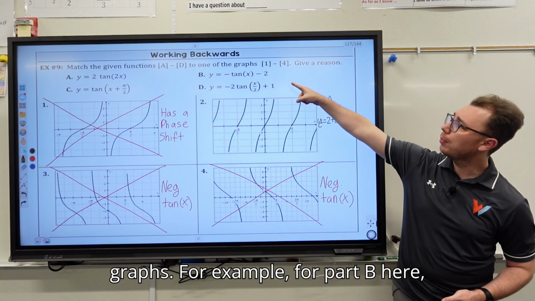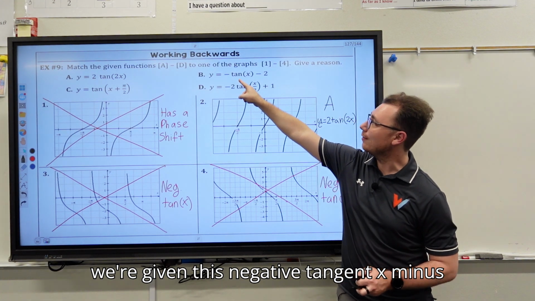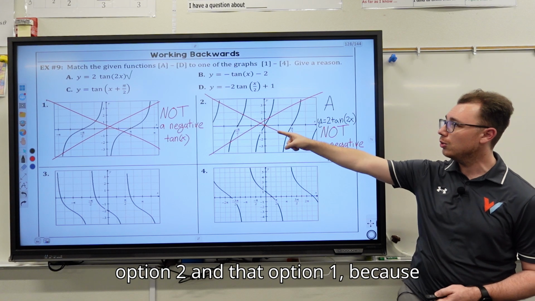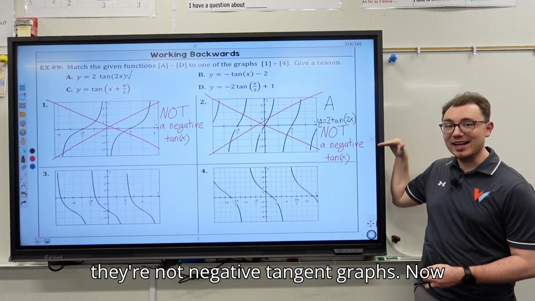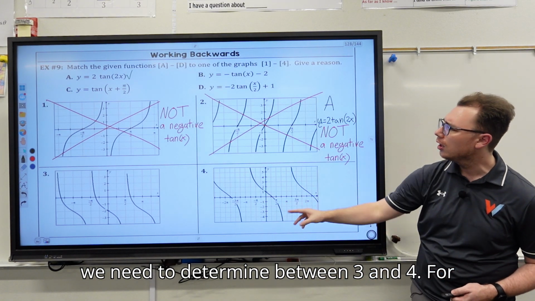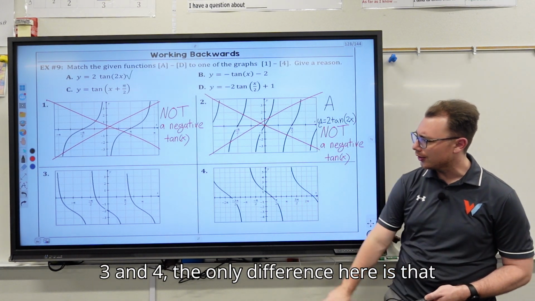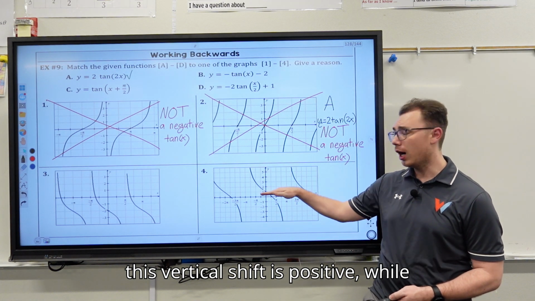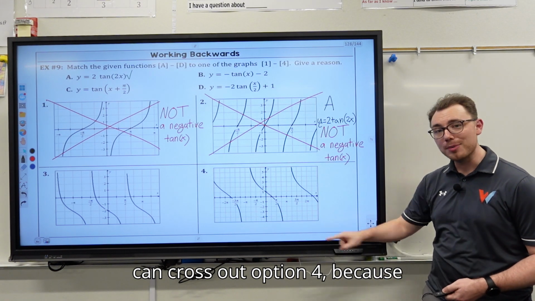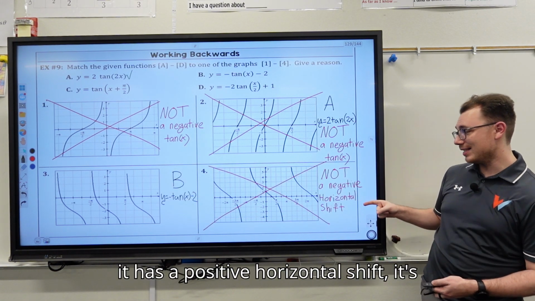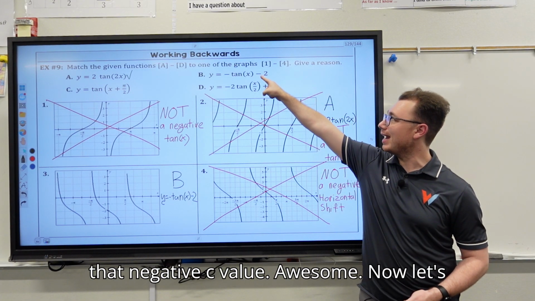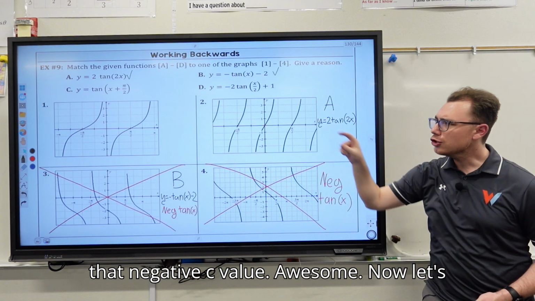For example, for part B here, we're given this negative tangent of x minus 2. So we know that we can get rid of this option 2 and that option 1 because they're not negative tangent graphs. Now we need to determine between 3 and 4. For 3 and 4, the only difference here is that this vertical shift is positive, while this vertical shift is negative. So we can cross out option 4 because it has a positive horizontal shift. It's not a negative shift because we have that negative c value. Awesome. Now let's try and find out c.